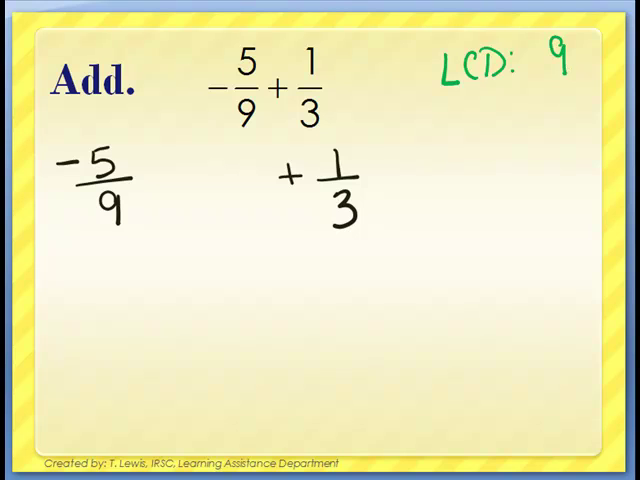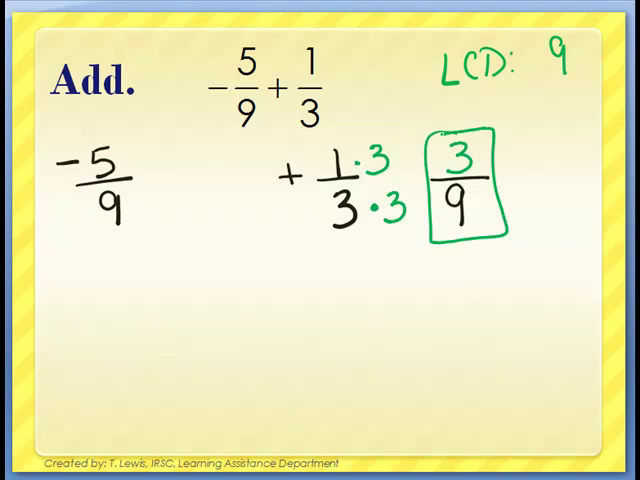So I'm going to write 9 next to the 1/3, and let's times 1/3 by what to convert it into ninths. We're going to times by 3. And 3 times 1 is 3. So that's our new converted fraction. So now we have -5/9 plus 3/9.